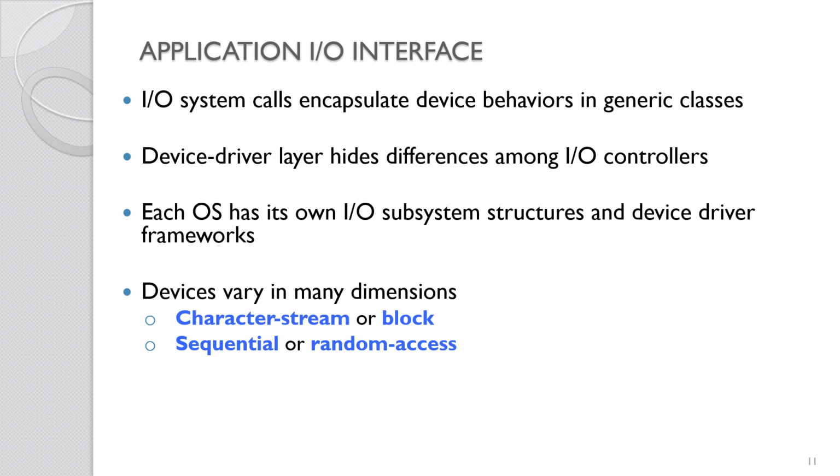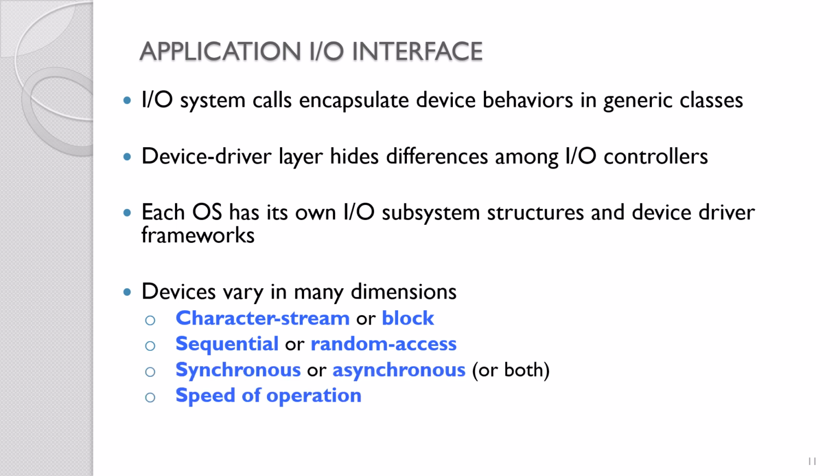So devices can vary in the way that the data is stored and transferred. You could have character or block, stream data or block data, sequential data or randomly accessed data. It could be synchronous or asynchronous, different speeds of operation, and data could be read-write, read only, or write only. So these are different ways that you're going to get the data from the devices, and combinations of these, and this all has to be handled to make it all uniform for the operating system.